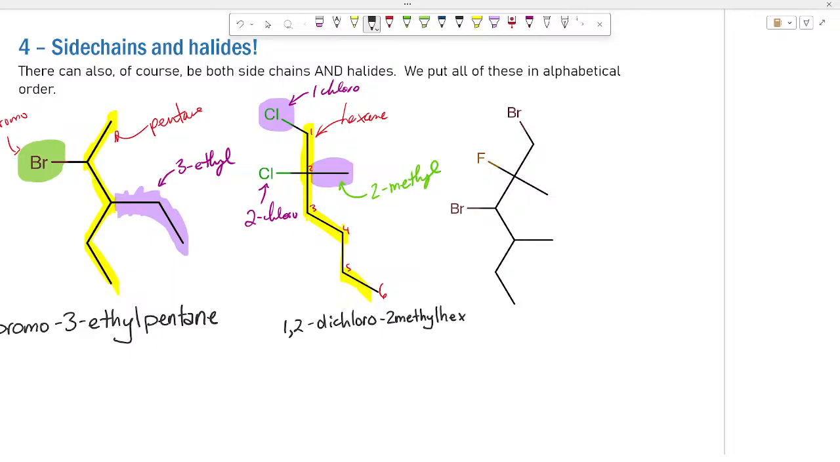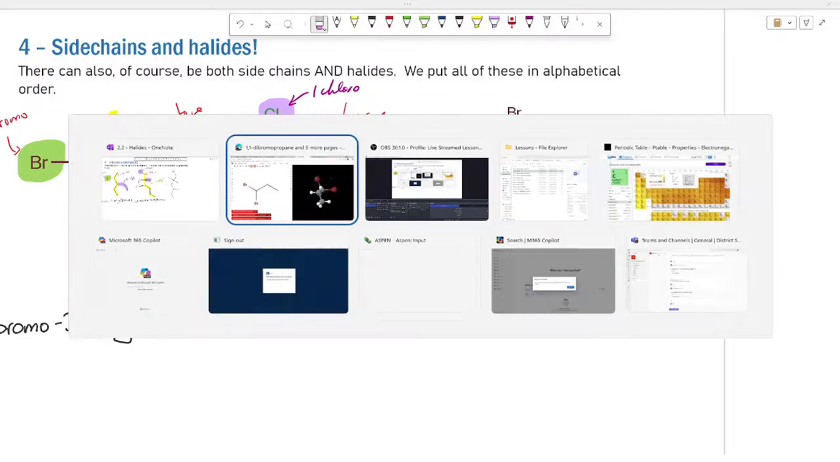hexane. Now again, it is extremely unlikely that 1, 2 dichloro 2 methyl hexane is in the database at MolView, unless somebody's been studying that and working on it. But if I go type that in there, it's going to be able to generate a structure because we followed our proper naming conventions. Does that make sense?